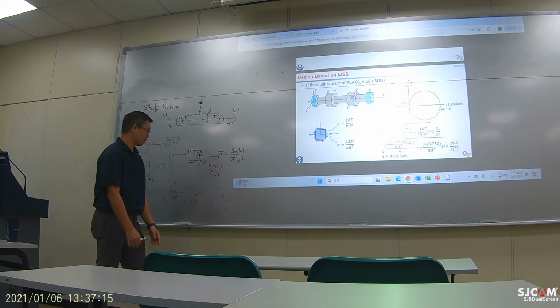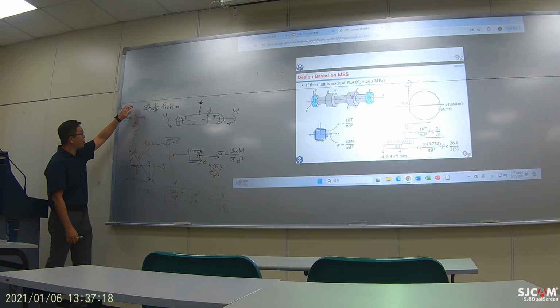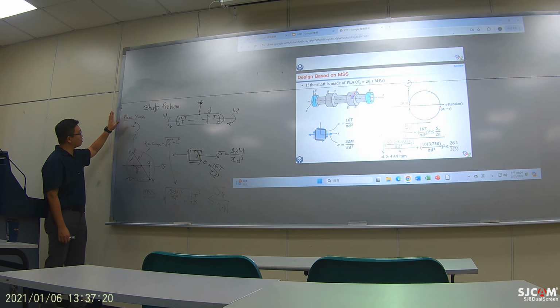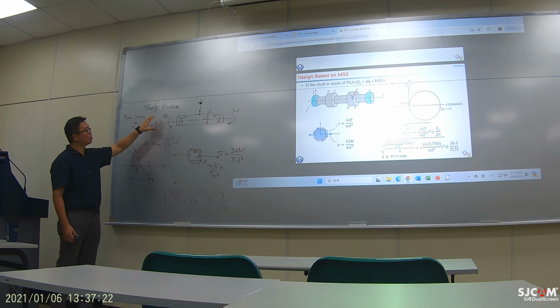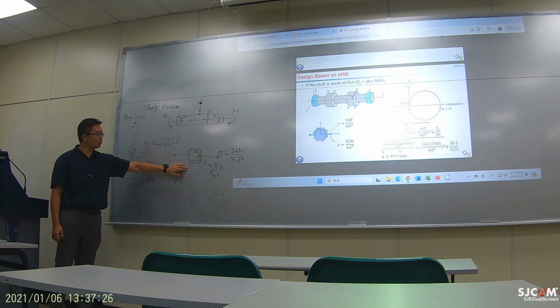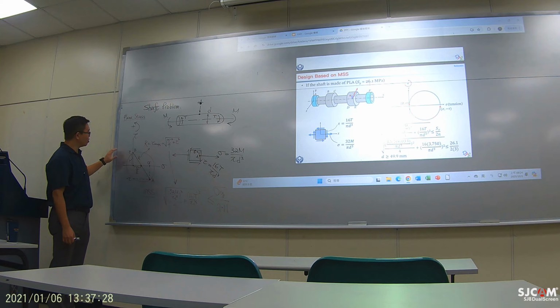Okay, this is a shaft problem. So it's a plane stress under pure bending and pure twisting. Then you have this force diagram. You can compute the maximum shear stress, and the model looks like that.